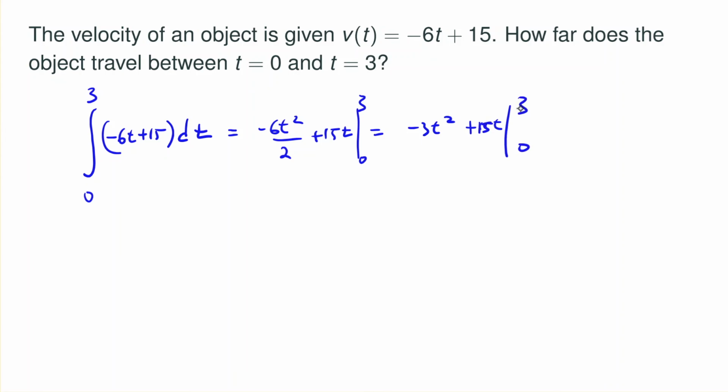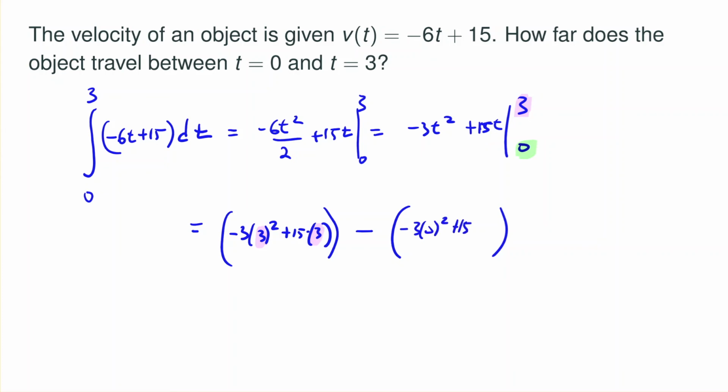So first I'm plugging in 3, and then I'm plugging in 0. So let's do that in the next line. We have two things subtracting, right? Plug 3 first: negative 3 times 3 squared plus 15 times 3. So what I did here is I plugged this 3 right here into this equation. And then I plug in 0: negative 3 times 0 squared plus 15 times 0. So I plug in 0 from the lower bound.